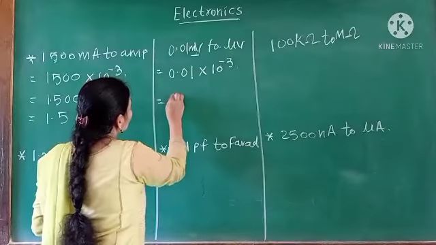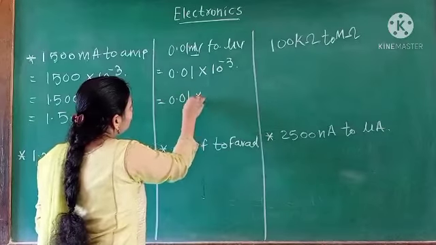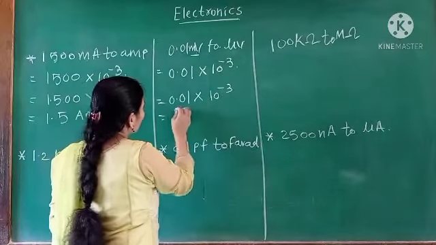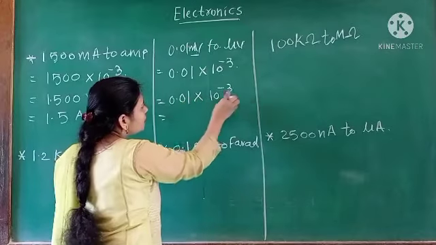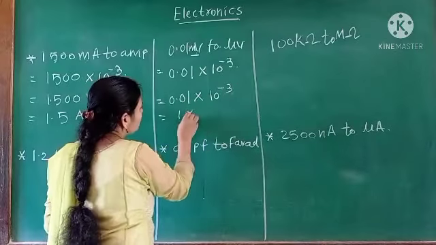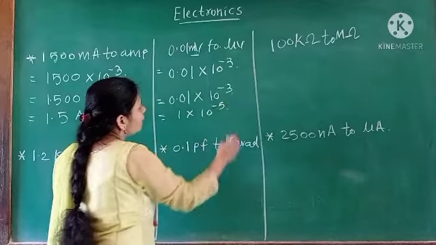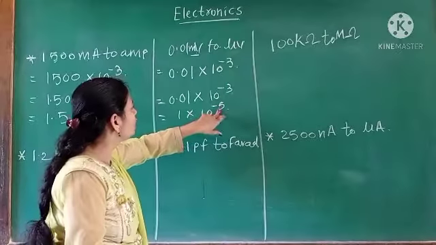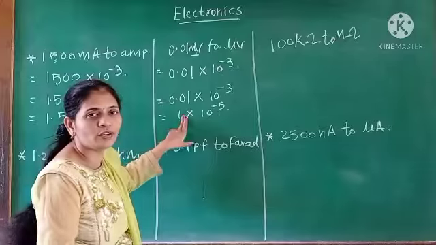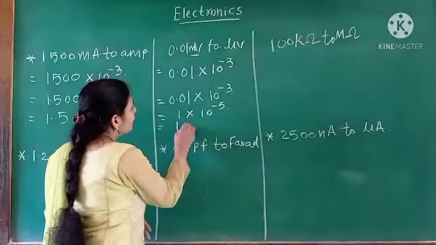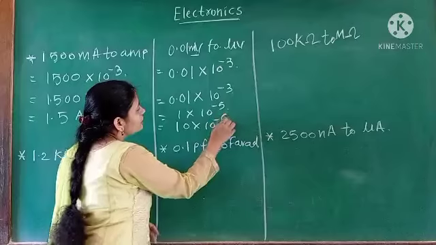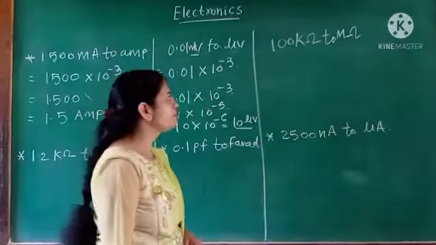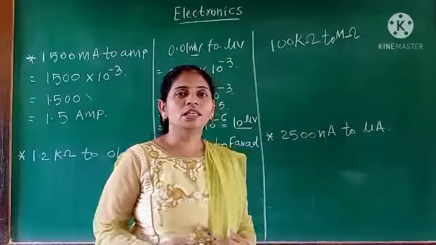So here, 0.01 into 10 raised to minus 3. So total what we get? We got here 1, 2. This 2 plus this 3. So we got 5. So we got 1 into 10 raised to minus 5. But what we require? We require here micro. Micro means what? 6. So if we want here 6, so we have to add here 1, 0. So we got here 10 into 10 raised to minus 6. So the final answer is 10 microvolt. This is the final answer. Now see the next example.